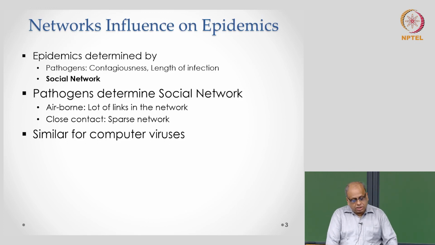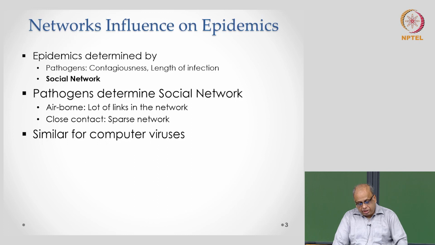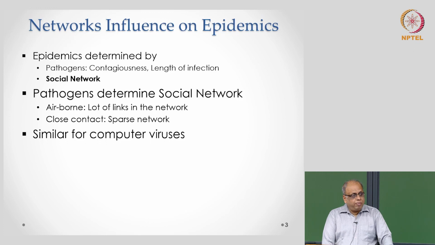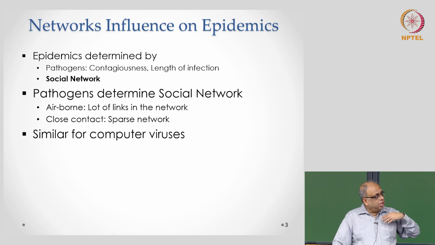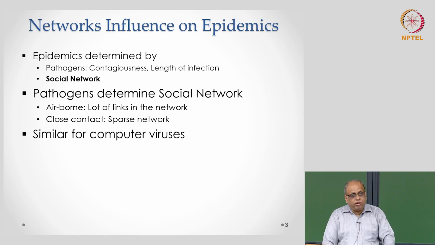And of course, our focus of interest is the social network that causes the epidemic. So how is the social network created for an epidemic? It again depends on the pathogen. Some viruses spread by air. If they spread by air, then there are a lot of links in the network, because anyone of us can spread it as we are all in contact with each other. In the case of airborne pathogens, that is why COVID-19 was so devastating.